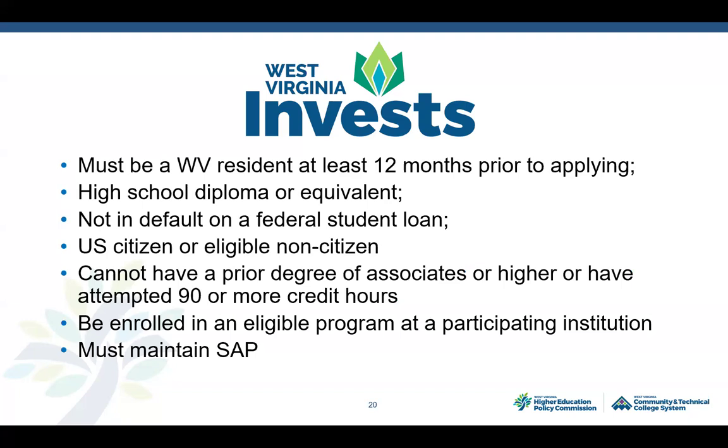You have to have a high school degree. You can't be in default on a student loan. You have to be a U.S. citizen or eligible non-citizen. You can't have an associate's degree or higher, and you can't have attempted more than 90 credit hours of college credit. You do have to be enrolled in an eligible academic program at a participating school. You do have to maintain a 2.0 GPA at the end of each year and maintain satisfactory academic progress, which is a policy established by your college.